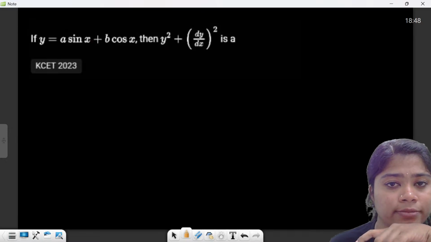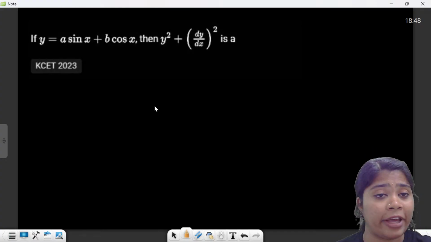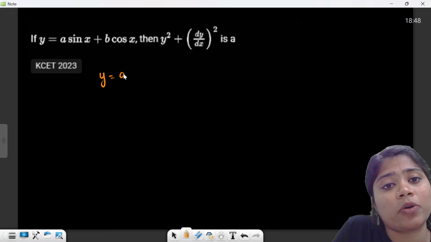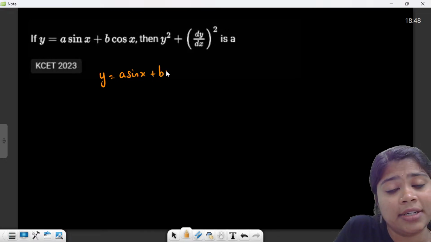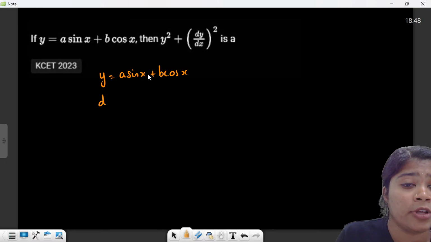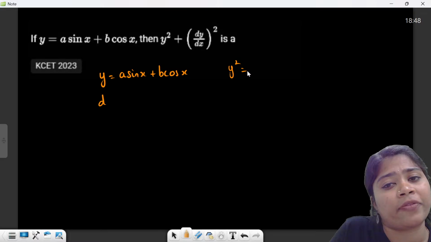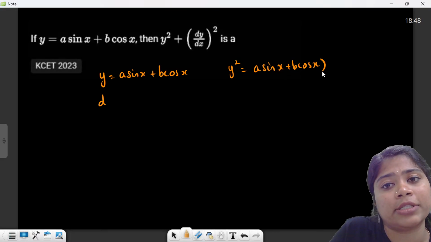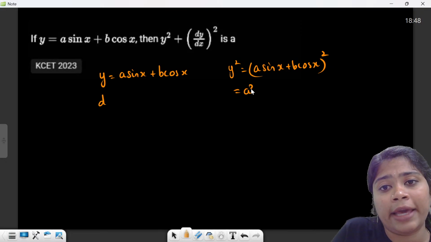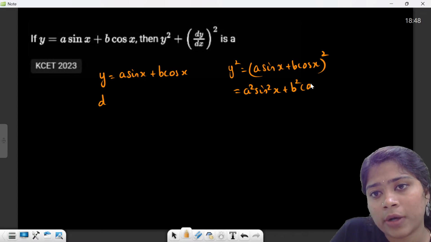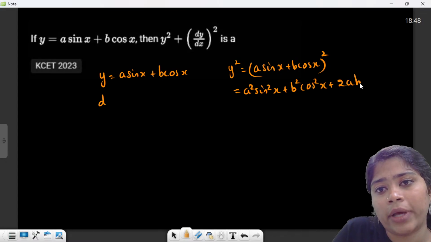So next PYQ. Look, this is again a PYQ, which was asked in 2023 KCET. So y is equal to a sin x plus b cos x. Look how easy the questions are. In calculus you can solve this within a minute. So we want y squared. So what is y squared? First find it out. a sin x plus b cos x the whole squared. Write it as a squared sin square x plus b squared cos square x plus 2 into ab sin x cos x.